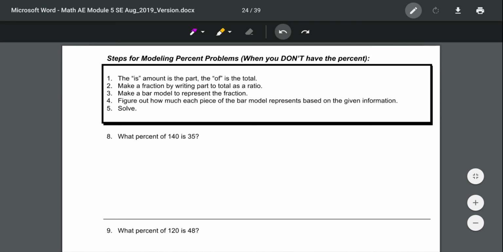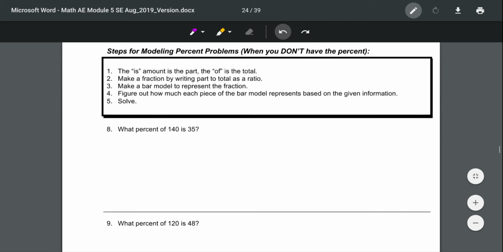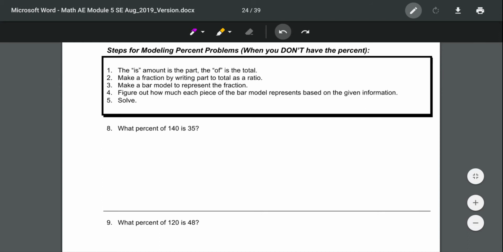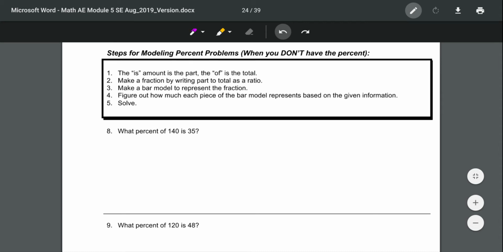This is part 2 of lesson 5.2b. You will need page 24 to complete this portion of your notes. So for this portion, it says that you're going to solve problems that have no percent given. So you're going to use a model to solve these.